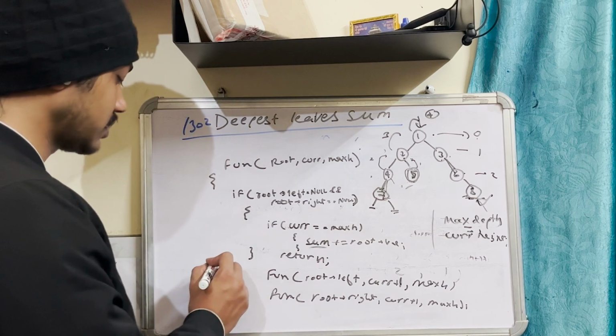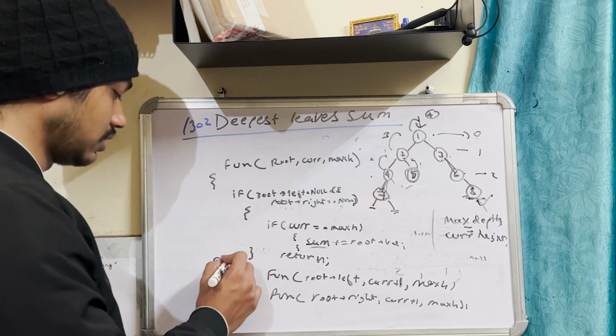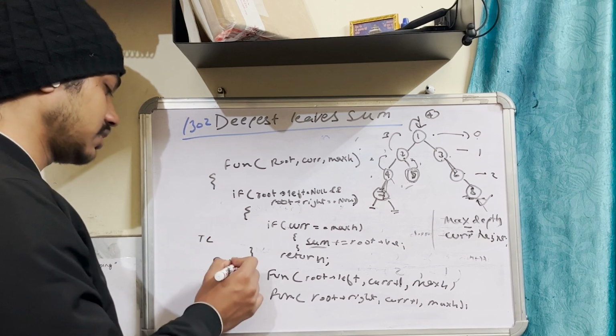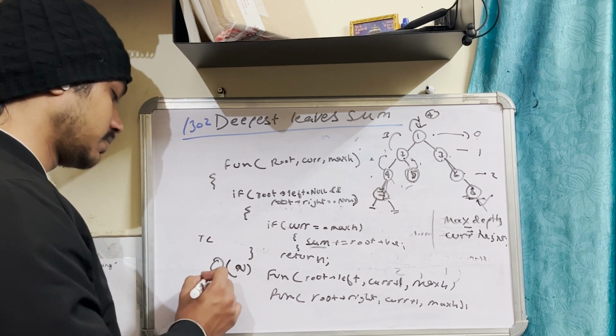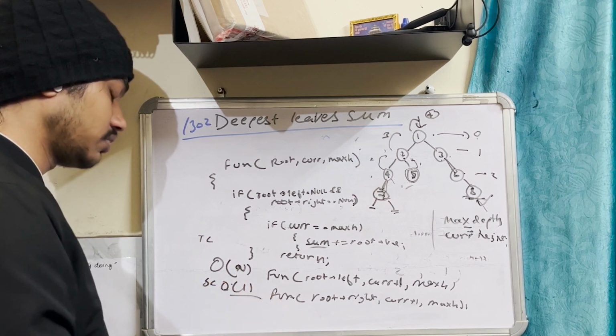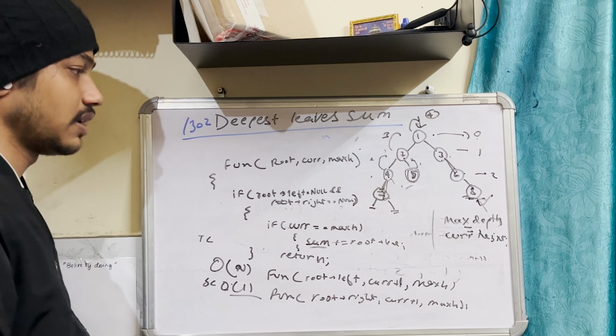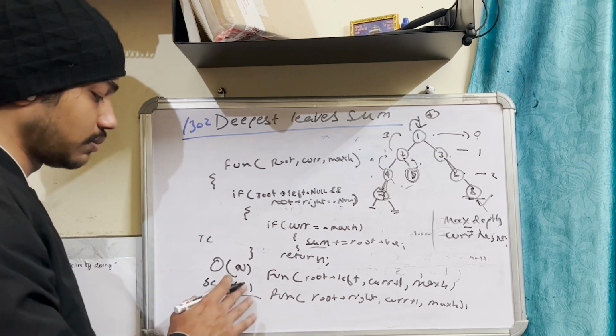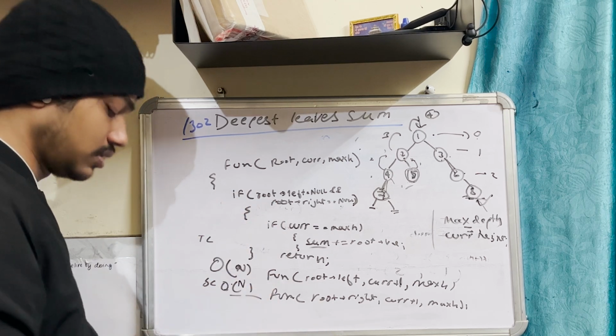And the time complexity, let me just tell. Time complexity is big O of n. Space complexity is almost big O of 1, as we are not using any extra space. And for the earlier code, space complexity was big O of n, as we were using a queue.